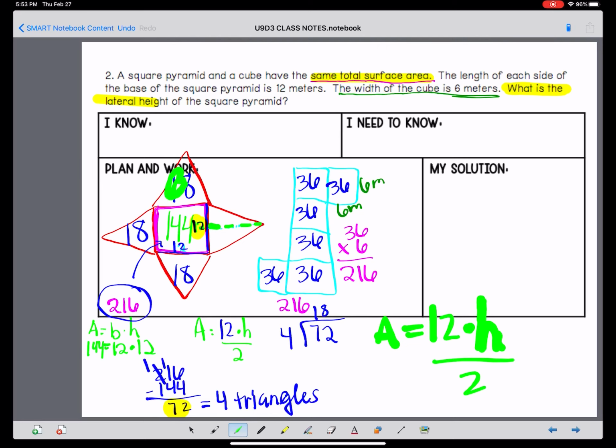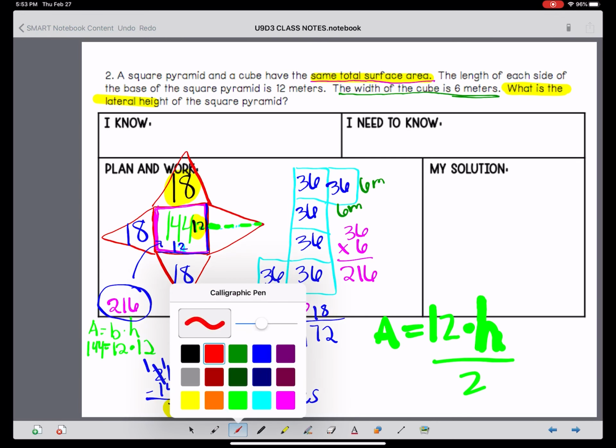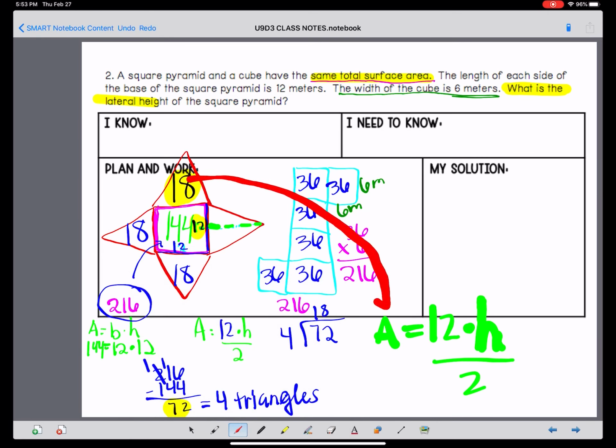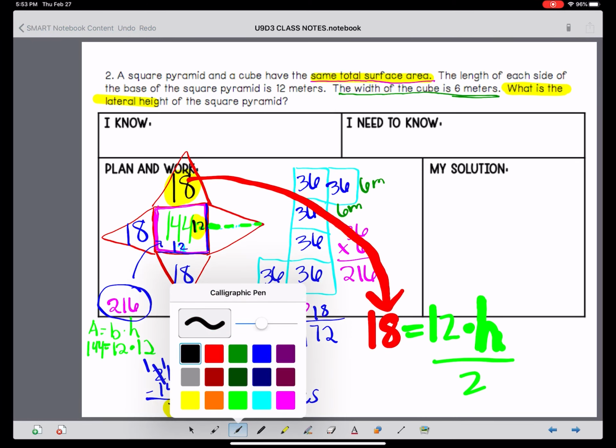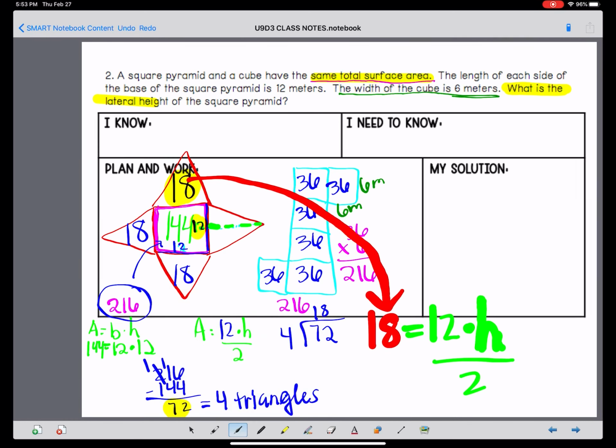Oh no, I'm going to undo that. I thought I was on my highlighter. Here's the area. It's 18. So let's plug that in all the way over here for A. I'm going to erase area and write in 18. All right, here's what we have so far: 18 equals 12 times the height divided by 2. Now, this looks to me like a two-step equation, and I'm going to write it all out right here where it says my solution.